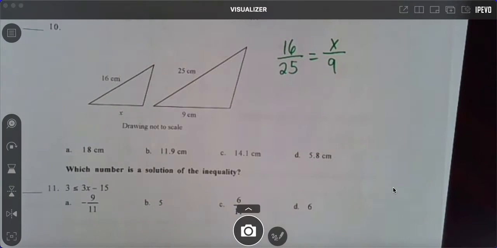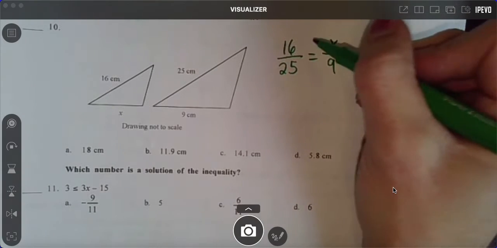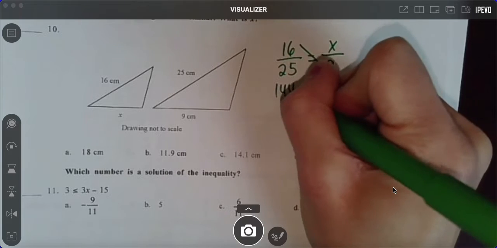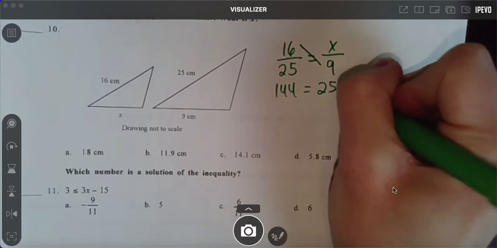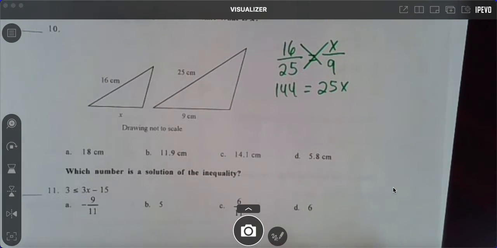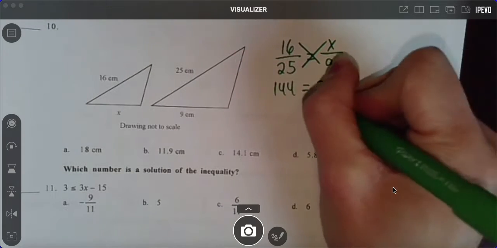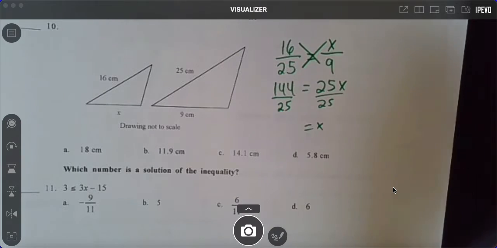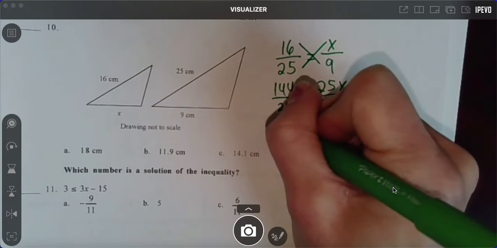All right. Now what am I going to do? 16 times 9. Yep, 16 times 9, 144 equals 25x, right? Because I multiply those. Then what do I do? Divide by 25. And what's 144 divided by 25? 5.76. So 5.8.